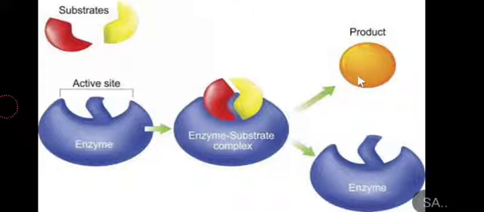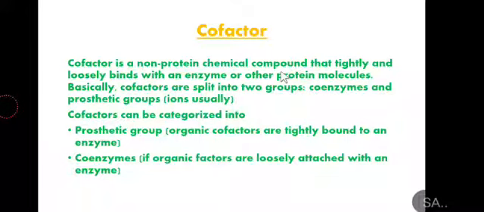They are actually going to make the enzyme capable. They are enabling the enzyme to perform its action easily. So they may be inorganic, like I just mentioned, and they can be organic, like NADP, nicotinamide adenine dinucleotide phosphate, like FAD. On the basis of their attachment, if these organic factors are tightly bound to an enzyme, then they are termed as prosthetic group, while if the organic factors are loosely attached with an enzyme, then they are termed as coenzymes.